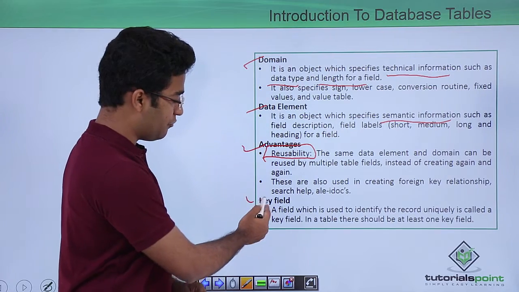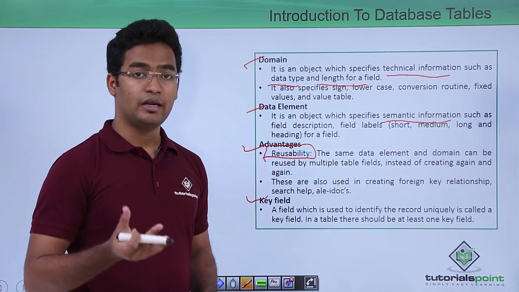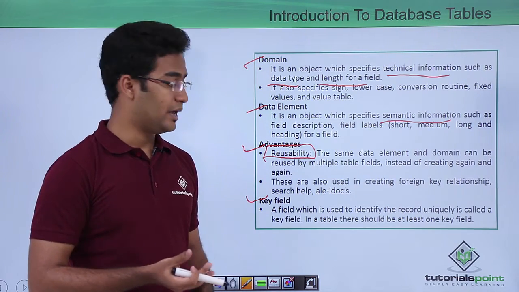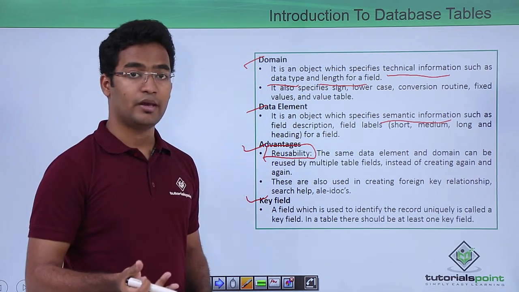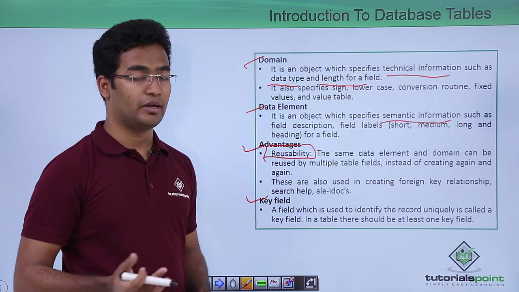And then comes key fields. So what is a key field? A key field is a particular field which has a unique record, and moreover in a table we have to maintain at least one key field as the primary field itself.